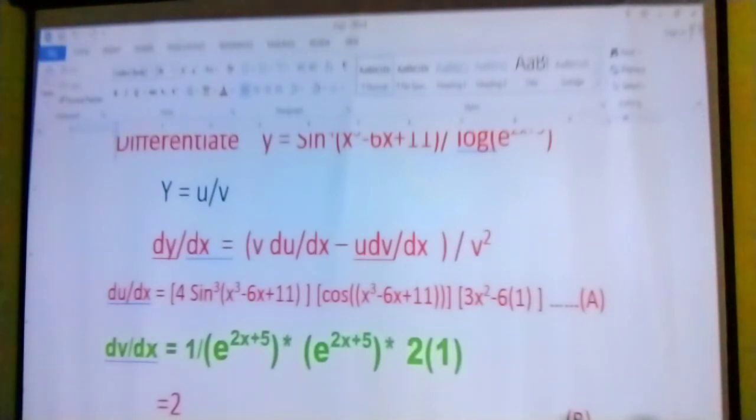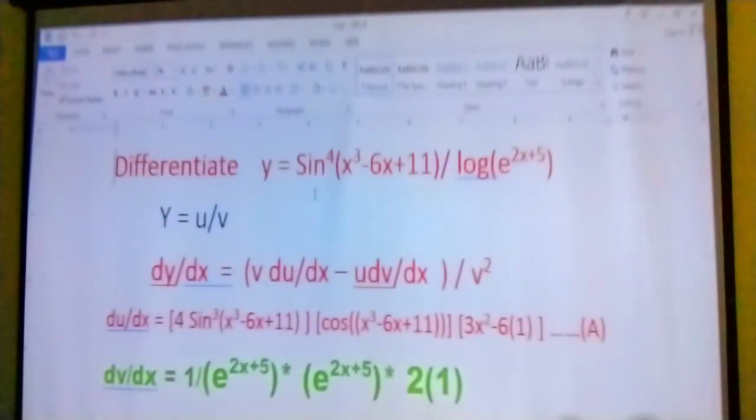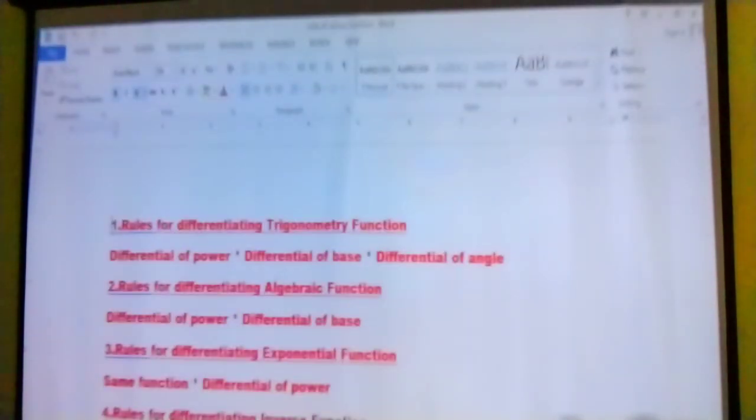Then what is the derivative dy by dx? That is v into du by dx minus u into dv by dx, by v square. Now we have to differentiate u. U is sine to the power of 4 of x cube minus 6x plus 11. What is du by dx? What is the rule applied for differentiating trigonometric functions? Differential of power into differential of base and differential of angle. This I have to apply now.